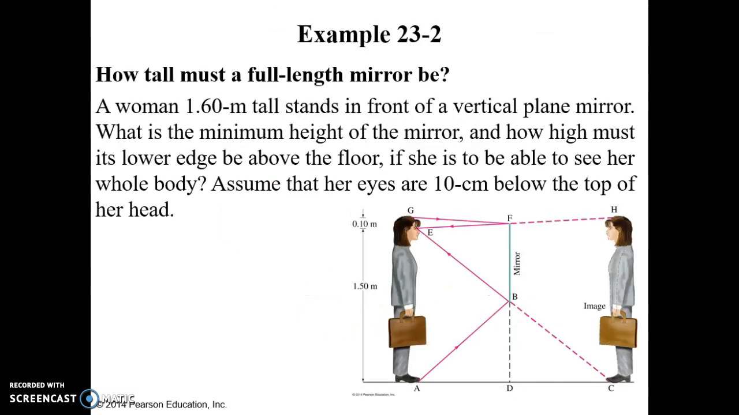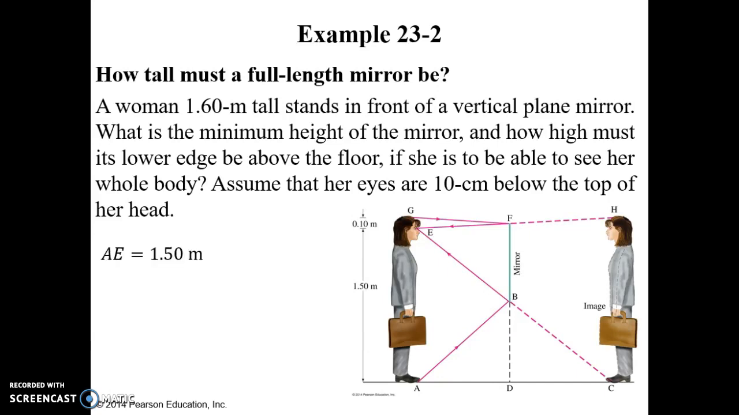In this example, we have a woman that is 1.6 meters tall and stands in front of a vertical plane mirror. What is the minimum height of the mirror, and how high must its lower edge be from the floor if she were to be able to see her whole body? Now, assume that her eyes are 10 centimeters below the top of her head.